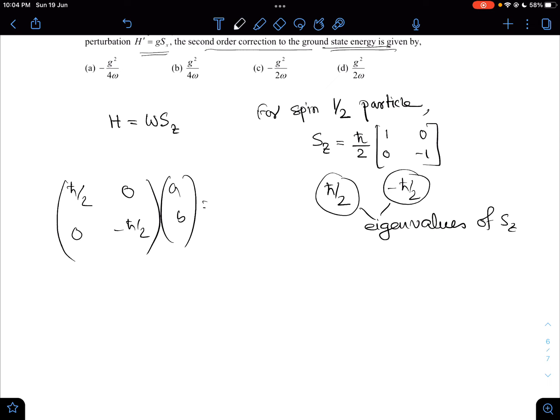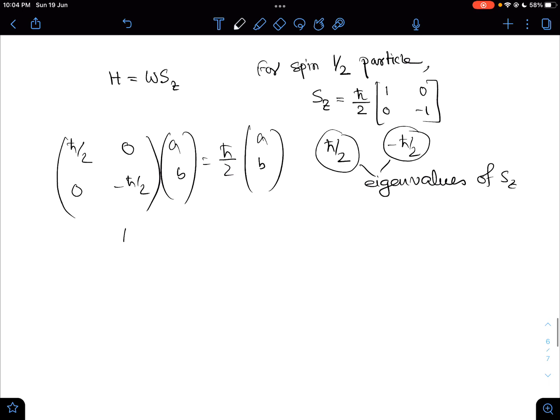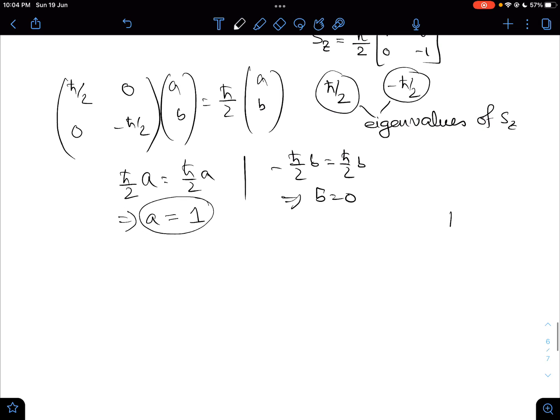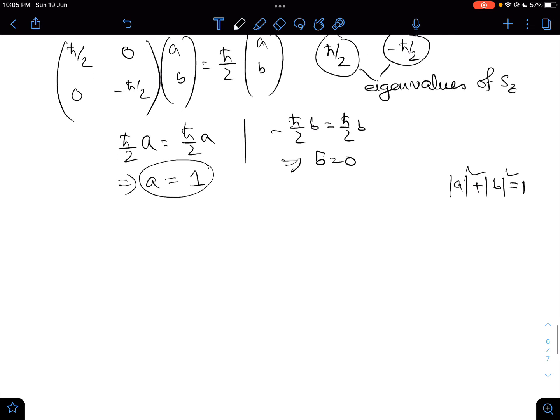So suppose we are calculating this for h cut by 2. So AB, that means we have h cut by 2A equal to h cut by 2A, and minus h cut by 2B equal to h cut by 2B. So that means B should be 0 and A can have any value. But we know that the eigenstate should be orthonormal and normalized, so we have to have the A value to be 1, because A squared plus B squared is 1. So A can have values plus 1 or minus 1. For convenience, we are taking the A value to be 1.